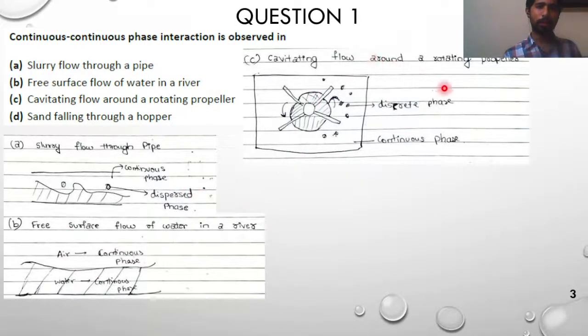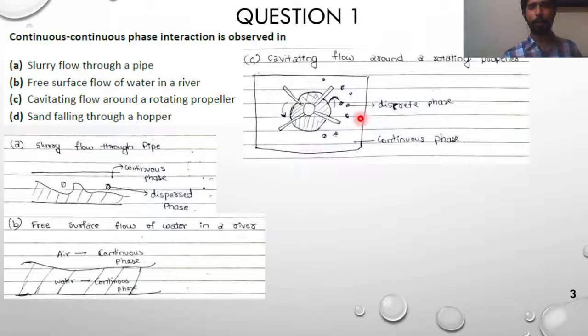Okay, then you have option number C. You have a cavitating flow around a rotating propeller. So basically, what cavitation means is that you initially have only one fluid, which is coming in contact with say air or something like that, and then due to some external forces which act on the fluid, which might be due to a converging nozzle, or in this case due to a rotating propeller, due to the kind of geometry or the kind of external forces, it breaks up into small bubbles.